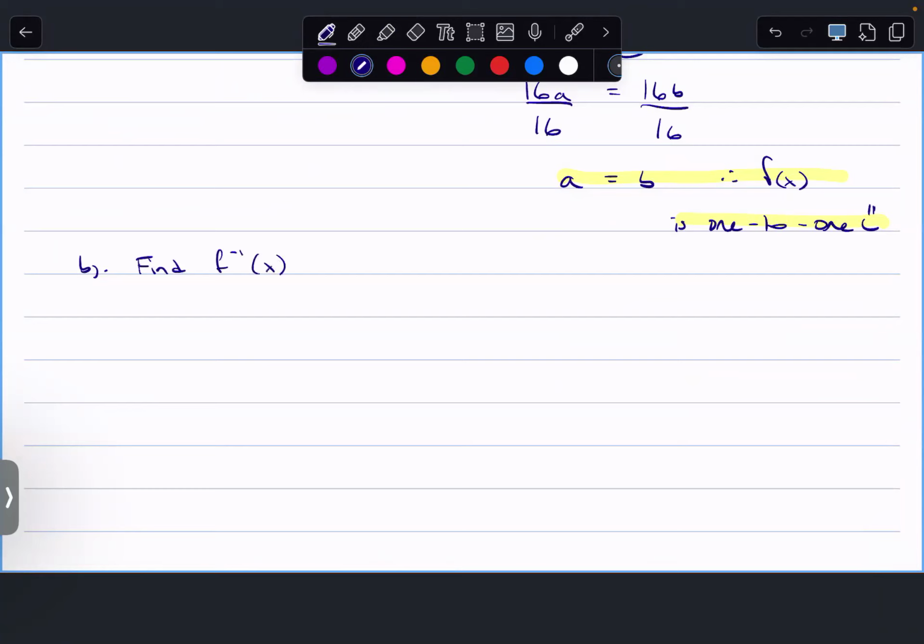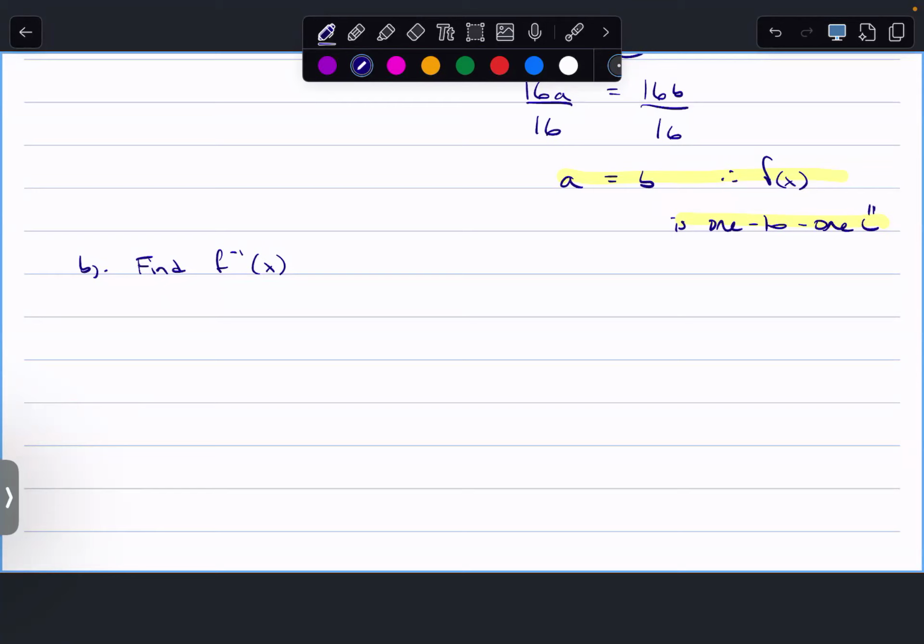Find the inverse of f of x. How did we find the inverse? We had kind of two methods. They're the same, right? It's just where you swap your variables. And so how I do it is I set my f of x equal to y, and then I swap my x's and y's, and then I solve for y. And then that's my inverse.